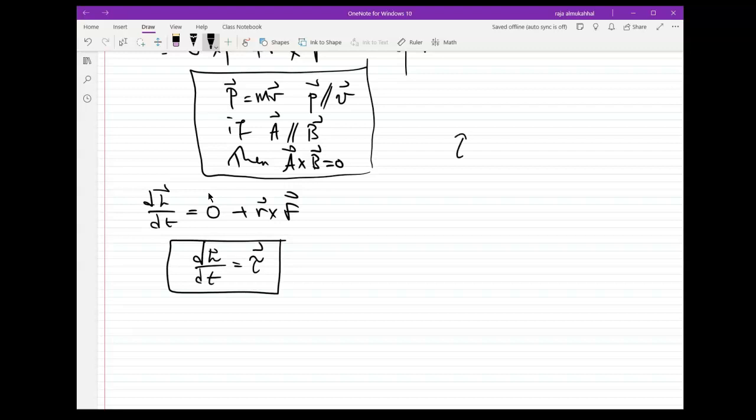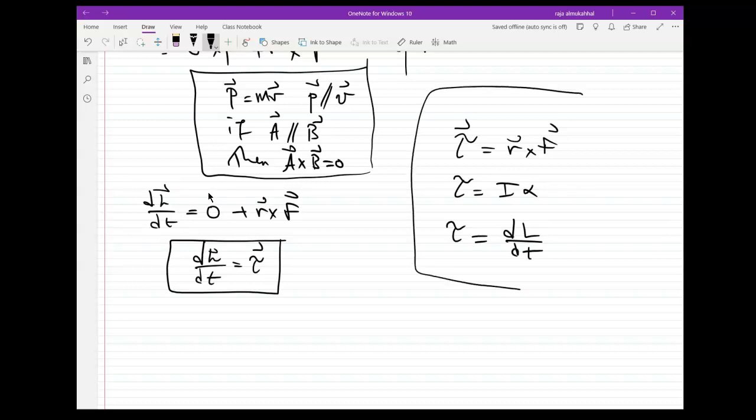So let me review. We said that tau is equal to r cross F as a vector. Also, tau is equal to I alpha. Also, tau is the time derivative of the angular momentum. These are three very important formulas for the torque. Got it so far?